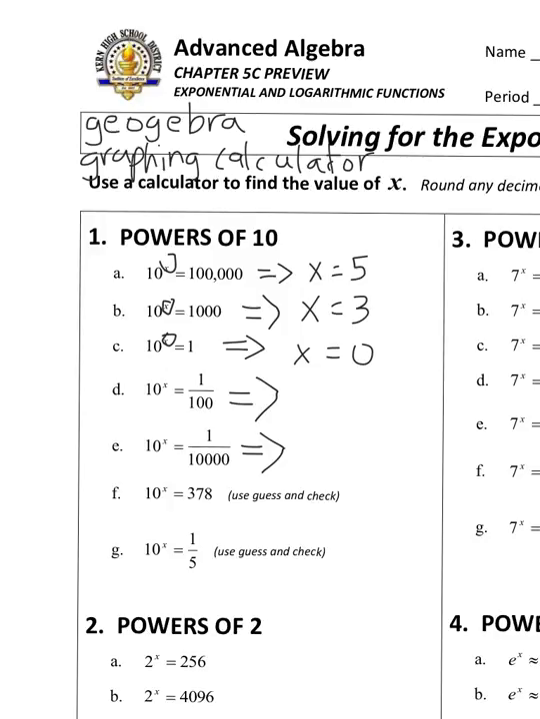For letter D, you should have got x equals -2. And for letter E, you should have got x equals -3. Right? You're just guessing and checking. 10 to the exponent -2 is 1 over 100, and 10 to the exponent -3 is 1 over 10,000. See if you guys can find letters F and G. You can go ahead and pause the video, and when you're finished, you can unpause the video.